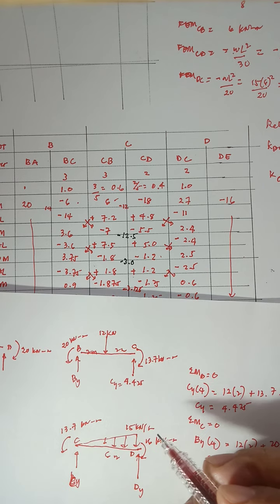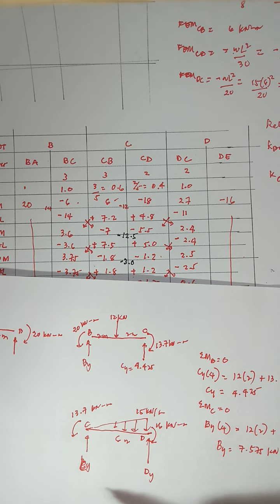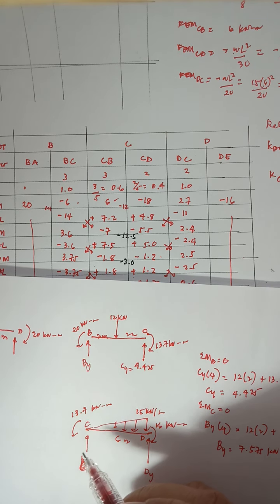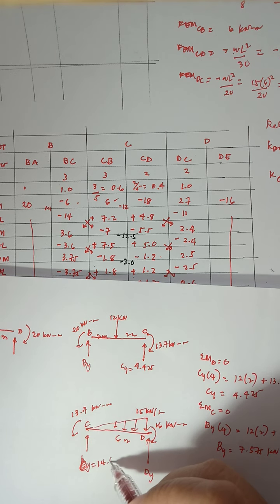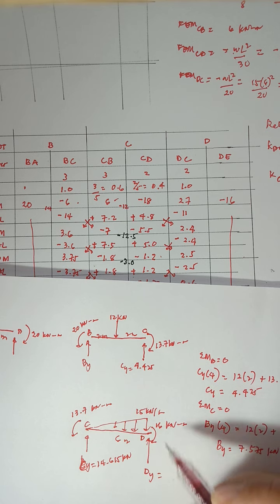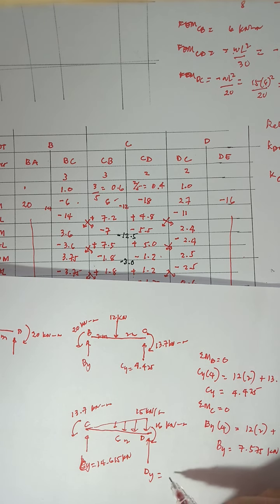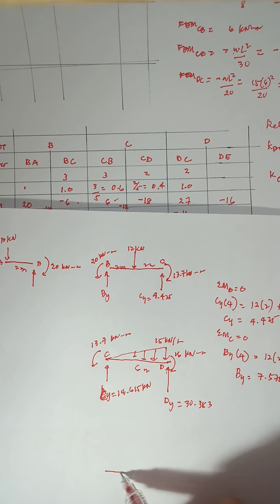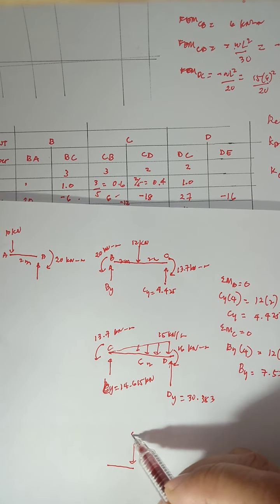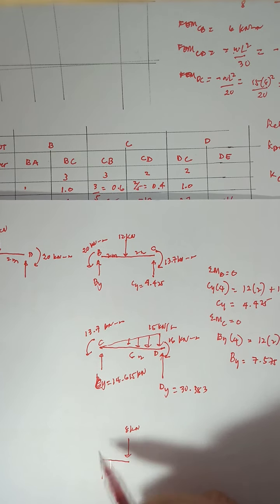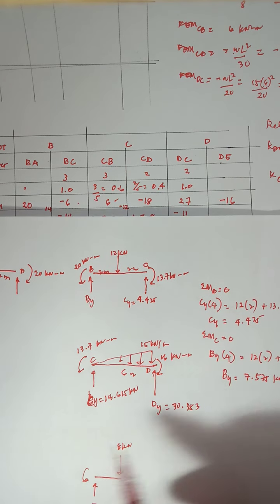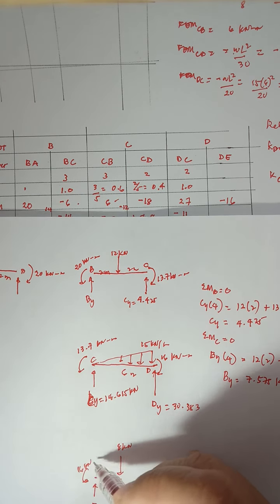Okay, so by statics, you can determine CY equal to 14.615, and DY is equal to 30.383. Okay, for member DE, since it is an overhang, it has 8 kilonewtons. So you can solve for the DY, and you have here your moment. Negative 16, so it is counterclockwise 16 kilonewton meter.